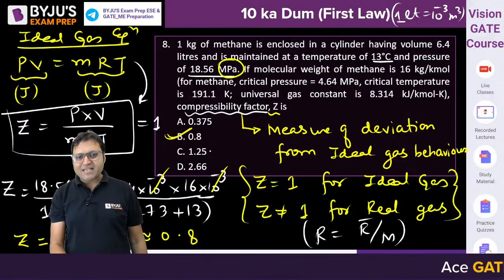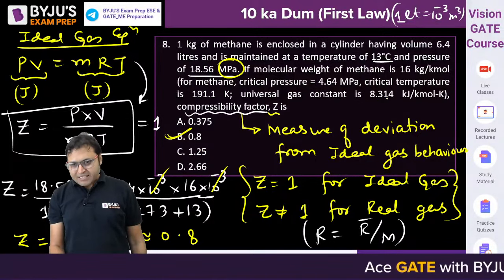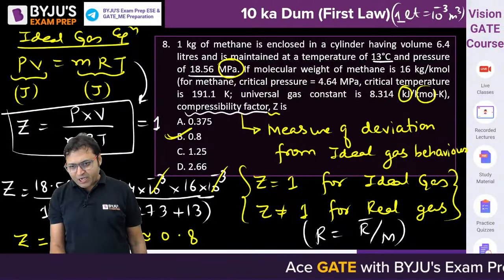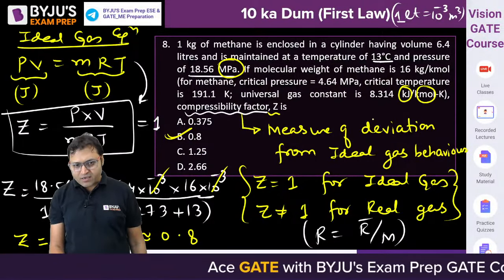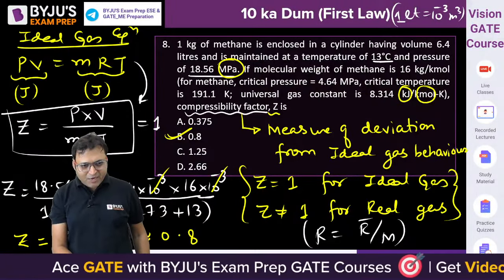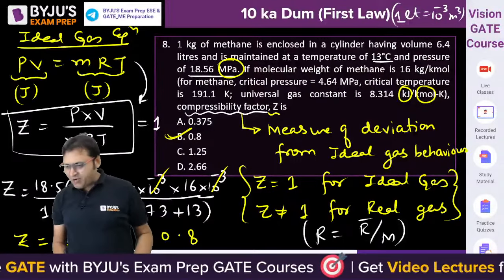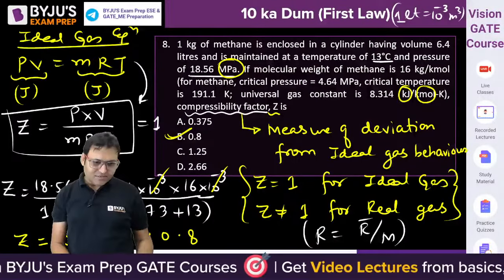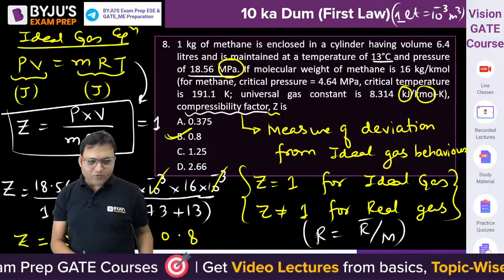It was in megapascal, I have kept it in pascal. Similarly, it was in kilojoule per kilomole Kelvin. Sorry, it will be 8.3, sorry, my mistake. It will be 8.314 only, isn't it? It will be 8.314 only. It will not be 8314.